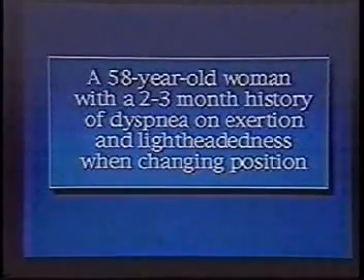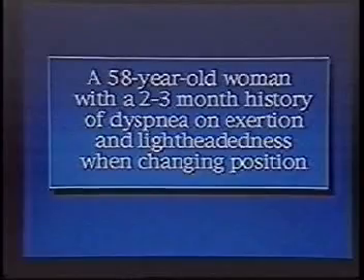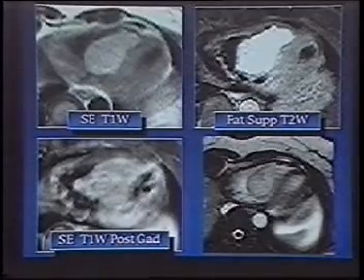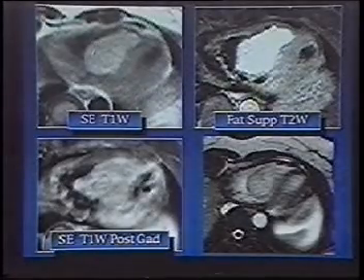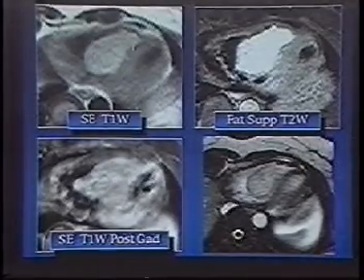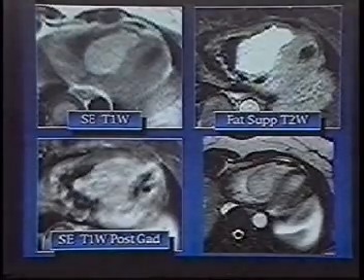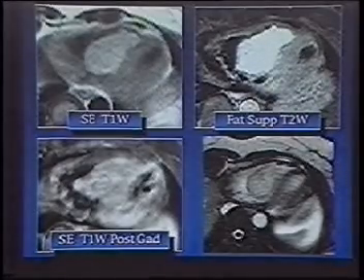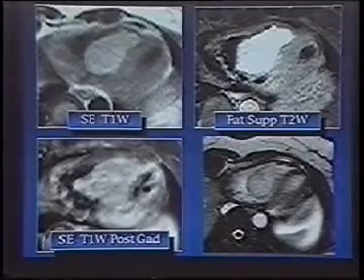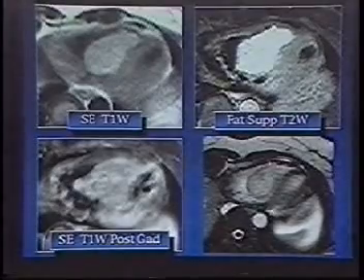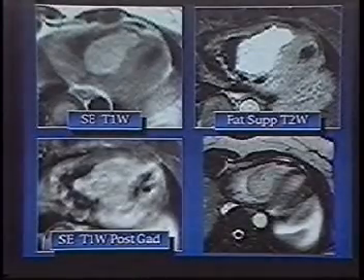Okay, so the first case is of a 58-year-old woman with a 2 to 3 month history of dyspnea on exertion and lightheadedness when changing position. So what do we see here? Well, on the spin echo T1 weighted image, there is this mass in the right ventricle, and it's of moderately high signal intensity. And on the T2 weighted image, it's very bright and uniform. It's homogeneous. It enhances heterogeneously with gadolinium, and it's bright on the T1 weighted images. It's bright on the Cine GRE image.